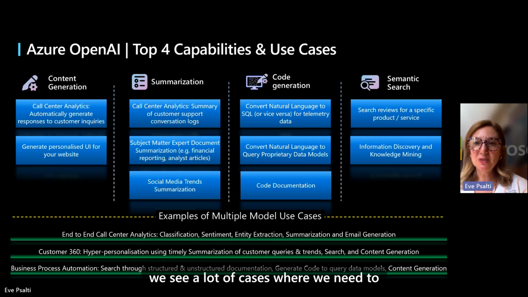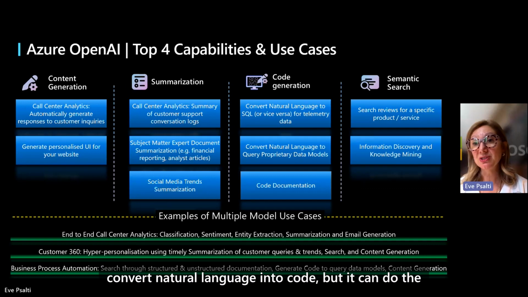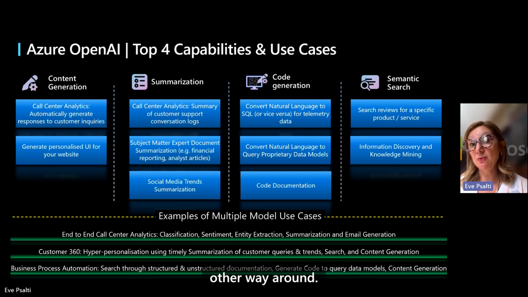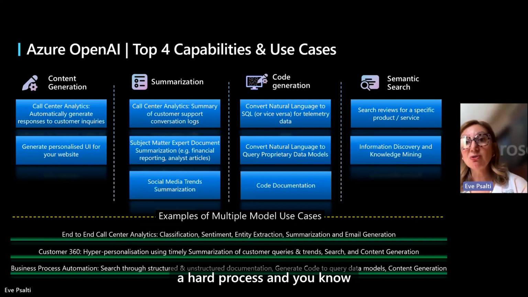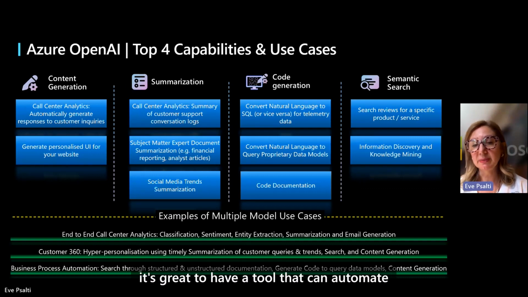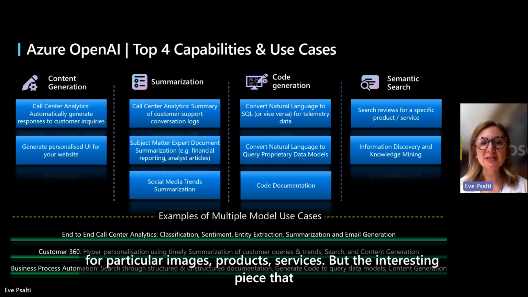For code generation, we see a lot of cases where we need to convert natural language into code, but it can do the other way around. And as I said, the one that we see more often is code documentation. That can be a hard process, and it's great to have a tool that can automate this. And the fourth one is around semantic search, so the ability to do knowledge mining and search for particular images, products, services.